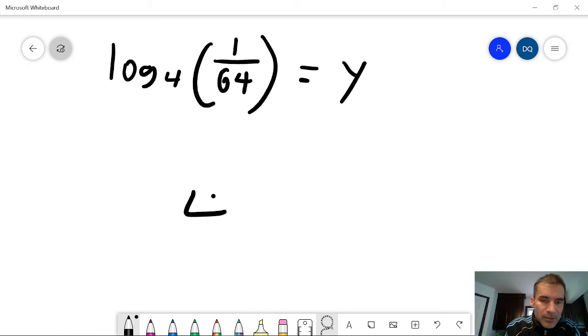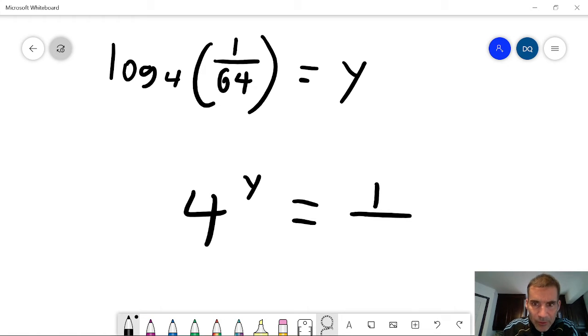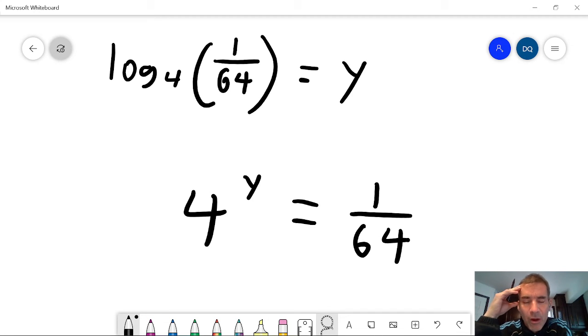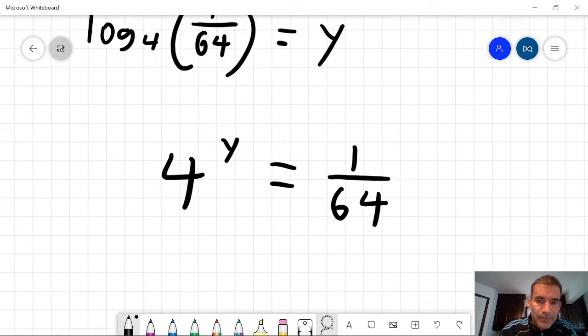4 is the base. The log gives you the exponent. That means that the y is the exponent. And all of that together is equal to 1 over 64. So look up the introduction to logs video to better understand this. You always have to be able to rearrange an exponential equation into its log form or a log equation into its exponential form to fully understand it.